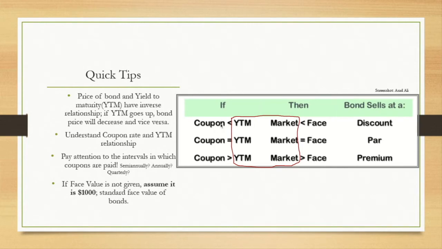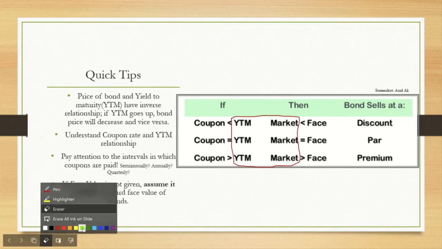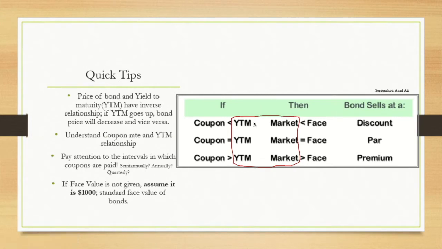As you see on this chart, beginning from the first section, if the coupon rate is less than the YTM, this means that the YTM is bigger than the coupon rate. If you relate this to the first quick tip, the YTM is higher than the coupon rate, which means that we expect the market price to be lower, because the market price and the YTM have an inverse relationship. That makes the market price of the bond less than the face value, and the bond is selling at a discount, which means it's selling at a price lower than 1,000, the standard face value of the bond.